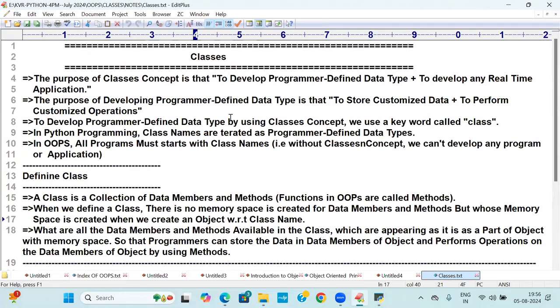Tomorrow, when I come back to class, I'll talk about the syntax for defining a class in Python. Understood? So today, whatever I said, read and come to tomorrow's class.